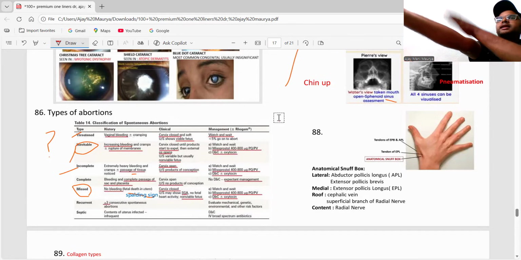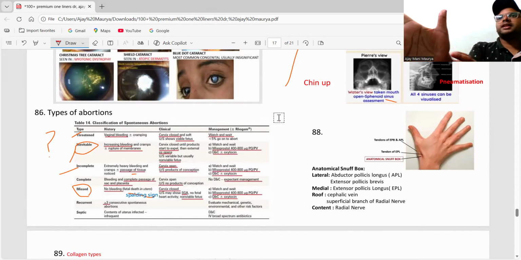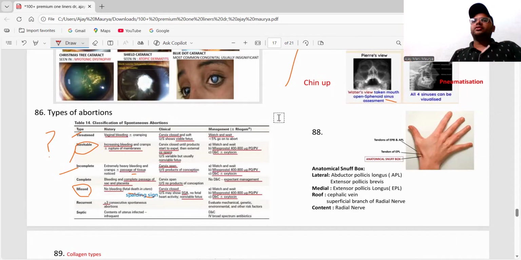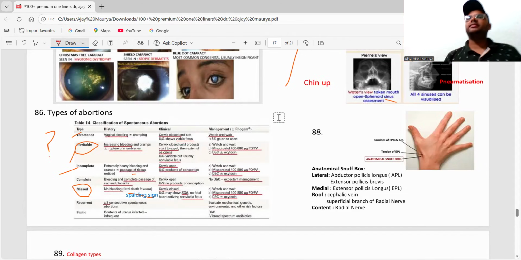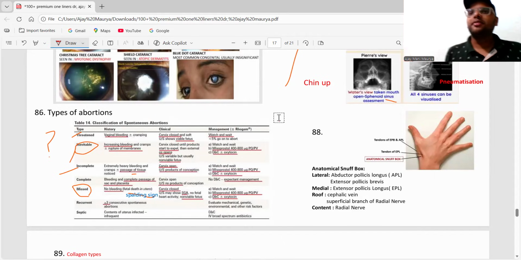This is your lateral side, this is your medial side. This is adduction, this is abduction. This abduction is the abductor pollicis longus. Pollicis means thumb. Abductor pollicis longus and extensor pollicis brevis on the lateral side, and extensor pollicis longus on the medial side in the extended position. The roof is the cephalic vein and superficial radial nerve, and the content is the radial artery. Done.